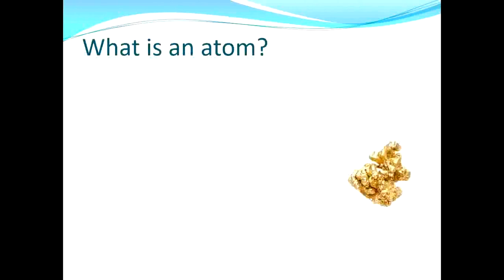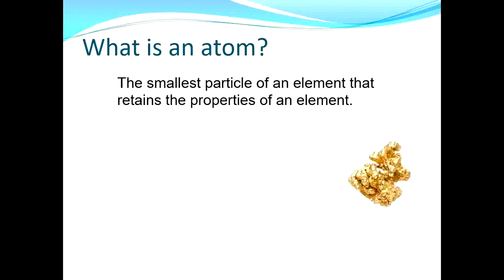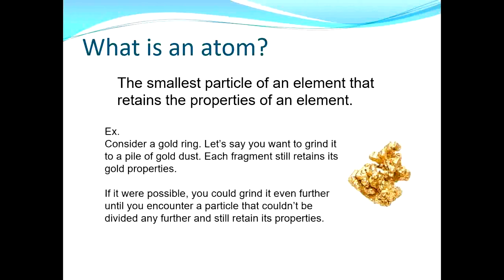So what is an atom? An atom is the smallest particle of an element that retains the properties of an element. So remember, when we talk about properties, we're talking about chemical and physical properties. For example, let's say that you have a gold ring. You grind it up until it's dust. Well, when it's dust, each dust fragment will still have the properties of the gold ring, because the gold ring and the gold dust, they're made up of the same thing.